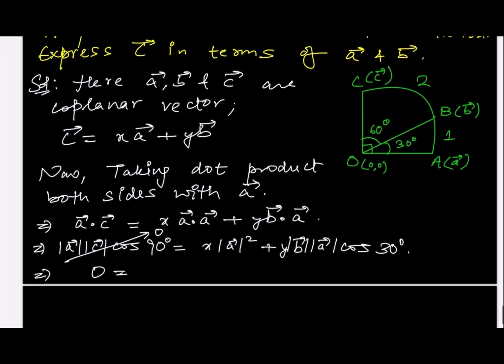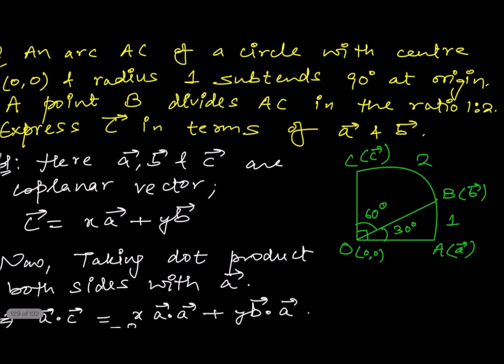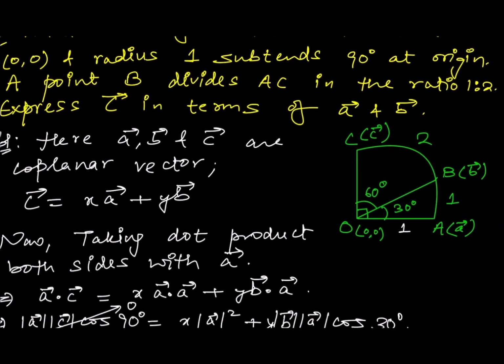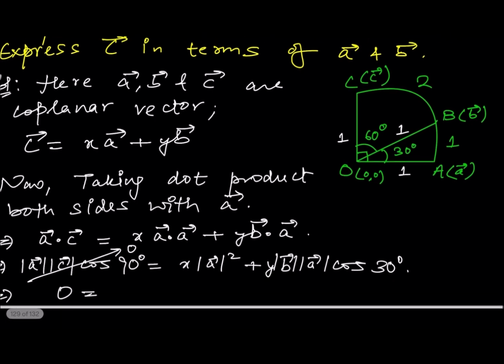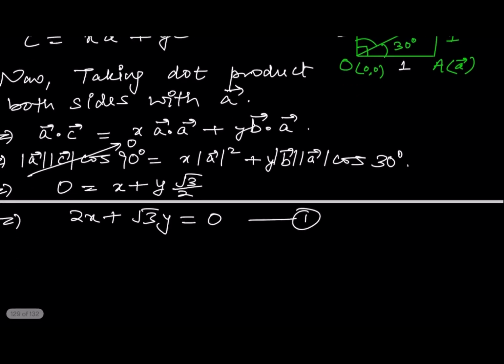the magnitude of vector A, right? The magnitude of vector A is 1 because the radius is 1. This is 1, this is 1, this is 1 because the center is the origin. So x plus y cos 30, which is root 3 by 2. Or you can say 2x plus root 3y is equal to 0. So this is equation 1.